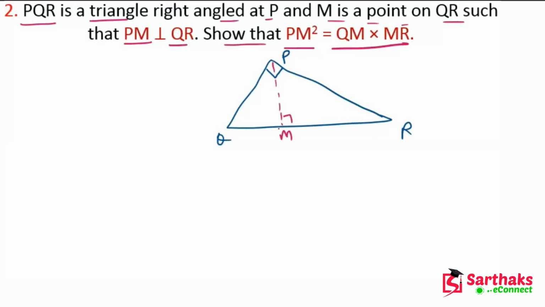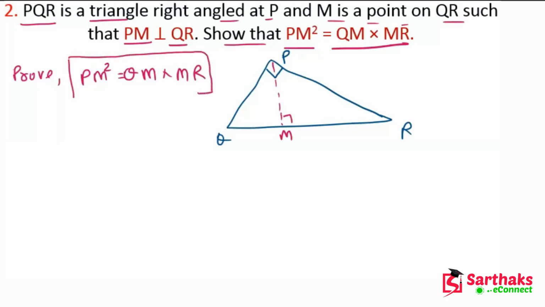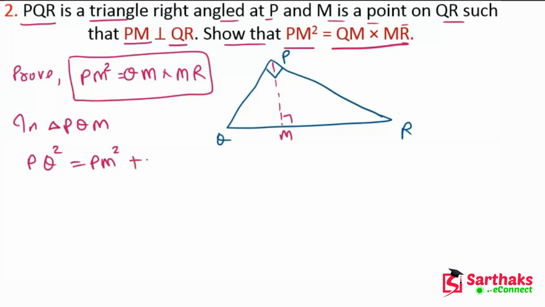So now we have to prove that PM square is equal to QM multiplied by MR. Okay, so now in triangle PQM, by Pythagoras theorem we can write PQ square is equal to PM square plus QM square.